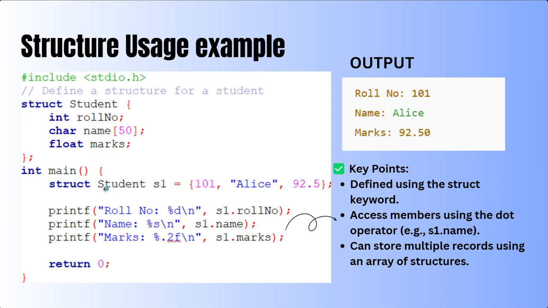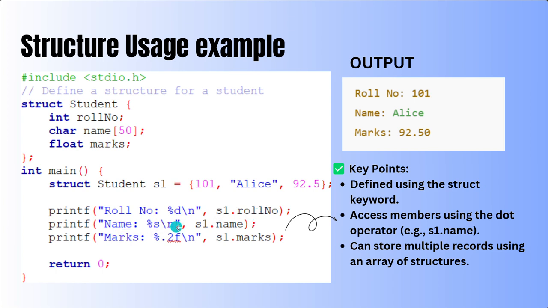Should not be overlooked. Now we print it. Roll number %d, since it is declared as int, and comma s1.roll_number. So s1, this one, s1.roll_number. The roll number 101 is being printed. Okay, so that's how we access it.